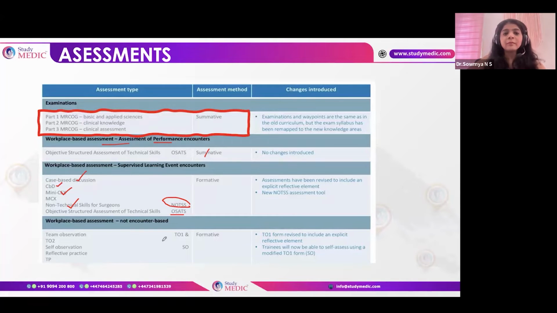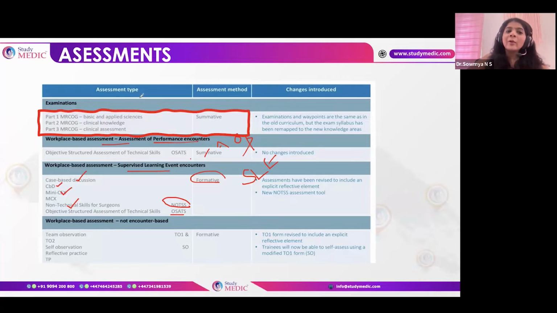Then, for these workplace assessments, like before, there are 2 words. For formative, you can call it a supervised learning event instead of formative. And for summative, you call it assessment of performance, because that is what it is, right? You are assessing a performance. Here, you are supervised and you are learning. That's why formative is a supervised learning event and summative is an assessment of performance.